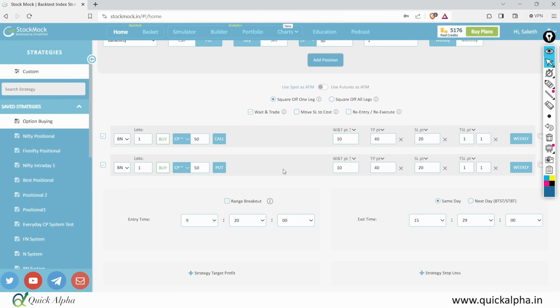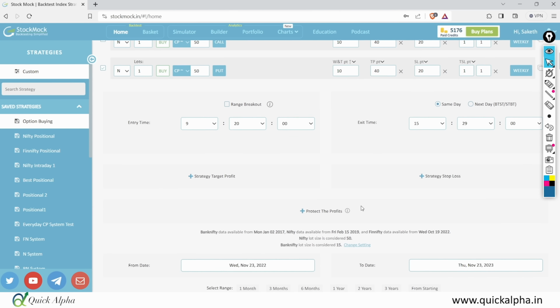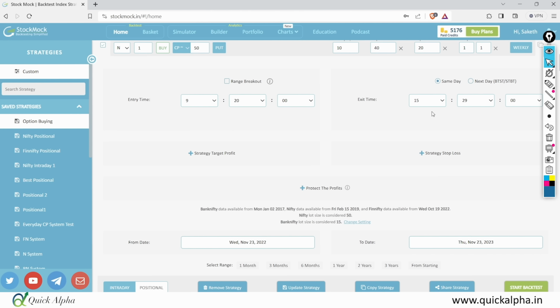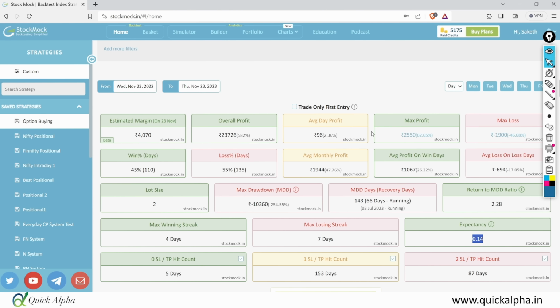So right over here, you can see that I have already finished the setup. So 10 points wait and trade, 40-point target, 20-point SL, 1 is to 1 trailing stop loss. So we are going to go for Nifty options, and then the time is 9:20 and the exit time is 3:29. So we are going to test for the last 1 year, and I'm going to click on start backtest. Not very often you get a positive expectancy with an option buying system, but in this case you have actually got an expectancy of 0.14.